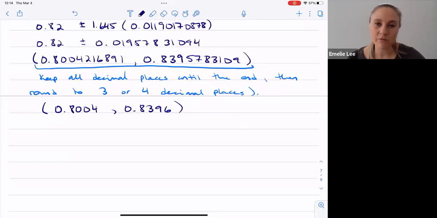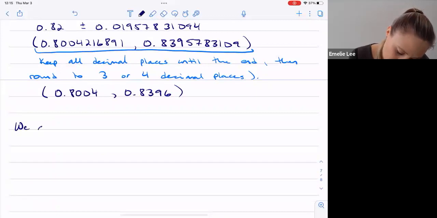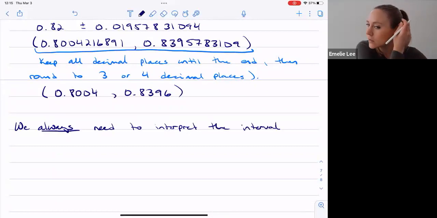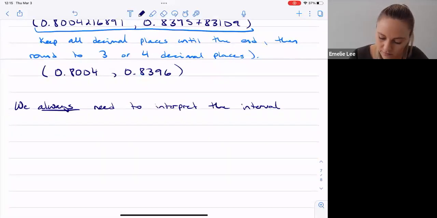So now, once we've built our interval, it's time to interpret this interval, right? Our job is not just to build the intervals, it's also to interpret these intervals, because building them is not the hard part. It's the interpretation that's the hard part. Okay, so we always need to interpret the interval.